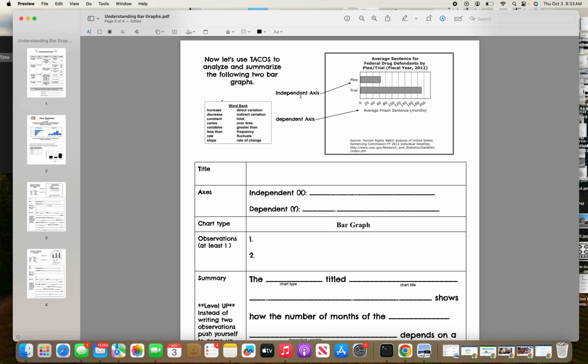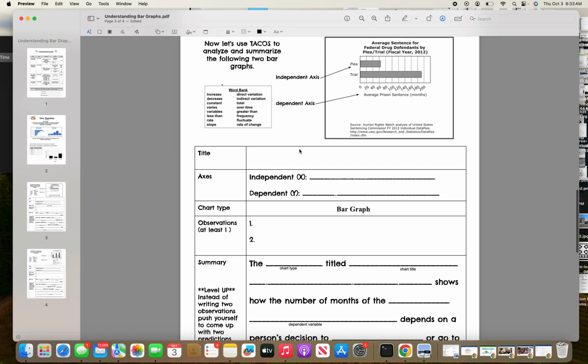We have an independent axis, which is whether they pled or went to trial. And then we have a dependent axis, which is the average prison sentence. Okay? So the prison sentence depends on whether they pled guilty or they went to trial. All right?